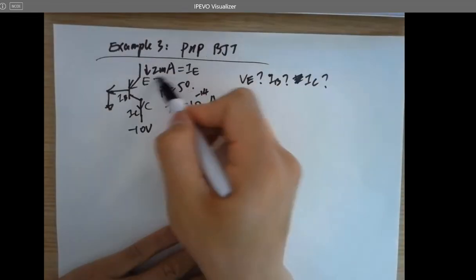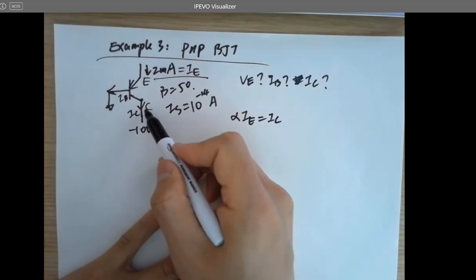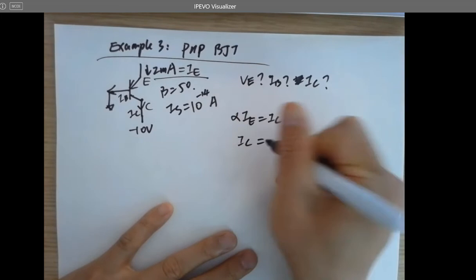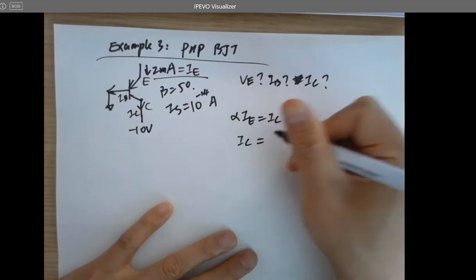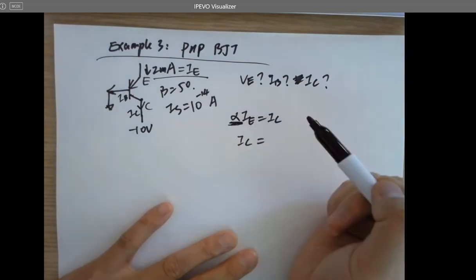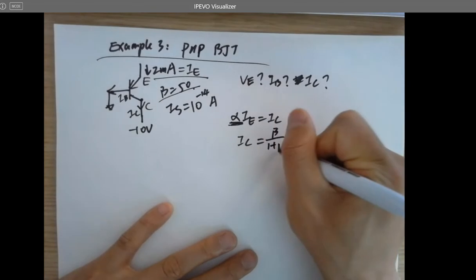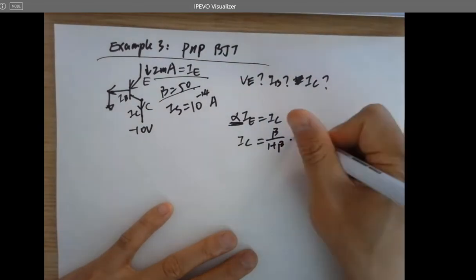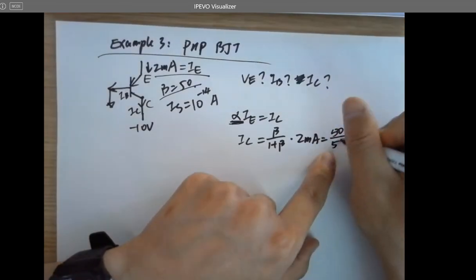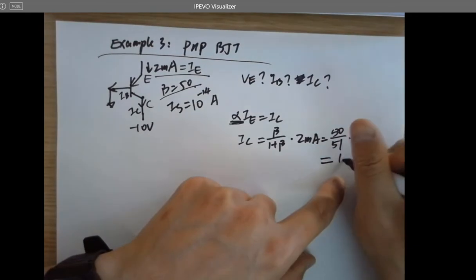Since you have IE already, and you know alpha times IE is IC, you can actually calculate IC. So IC is alpha times IE. What is alpha here? Do you know alpha? It's not given, but you know beta. So alpha is beta over 1 plus beta. What is IE? 2 milliamps. And beta over 1 plus beta is 50 over 51 times 2 milliamps, going to be very close to 2 milliamps, which is 1.96 milliamps.